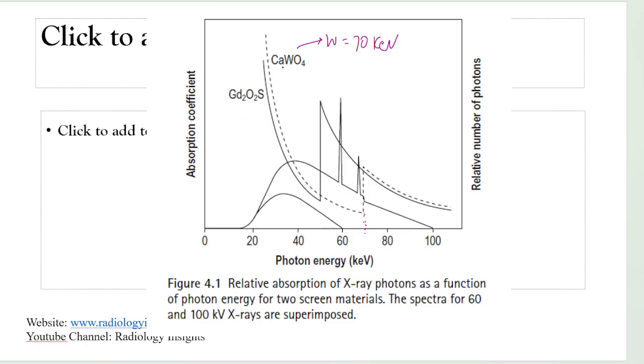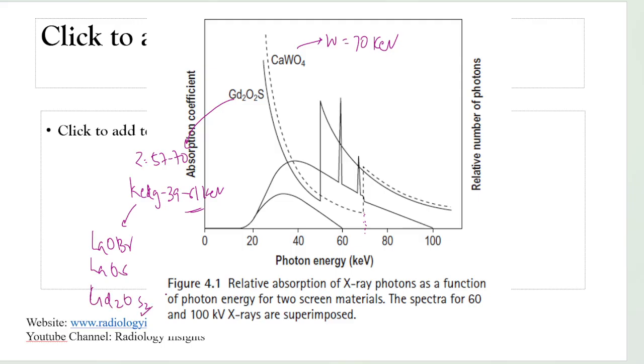The use of calcium tungstate has now been superseded by the rare earth elements. The rare earth elements like gadolinium have atomic numbers in the range of 57 to 70 and K edges in the range of 39 to 61 kilo electron volts. The phosphors most commonly used in intensifying screens are lanthanum oxybromide, lanthanum oxysulfide, and gadolinium oxysulfide. The absorption coefficient of gadolinium is given in this picture.